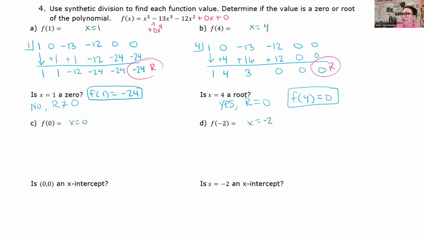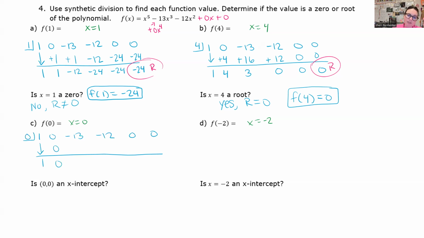Let's do another one. We're setting it up exactly the same. The only number that changes is what goes in the little box. 1, 0, negative 13, negative 12, 0, and 0. So I always start by dropping it like it's hot. 1 times 0 is 0. 0 plus 0 is 0.